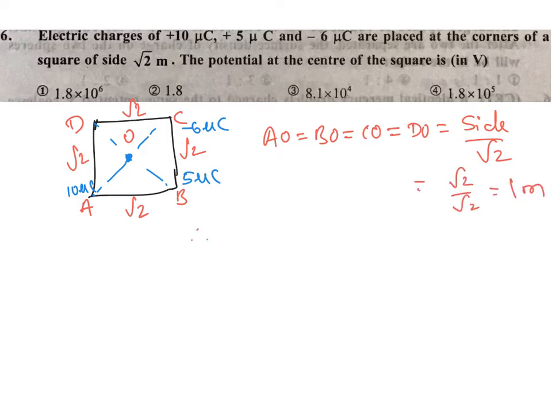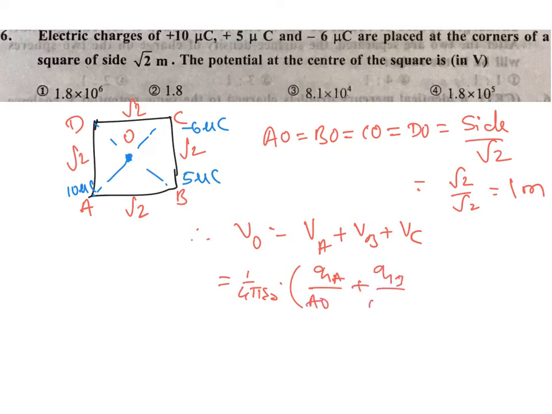So therefore the potential at the center O must be equal to VA plus VB plus VC. There is no charge at point D, so that's the reason we get the electric potential at point O due to A, due to B and due to C. For that, 1 by 4 pi epsilon naught is common, and QA divided by AO plus QB divided by OB plus QC divided by OC.